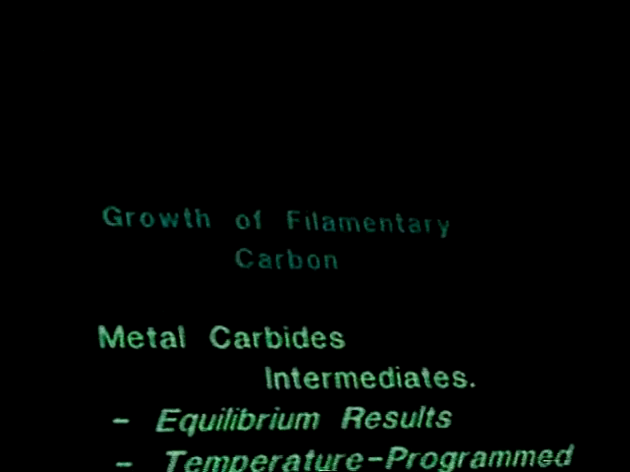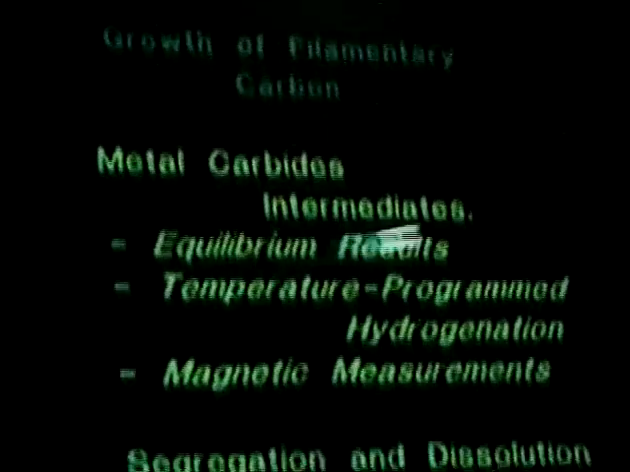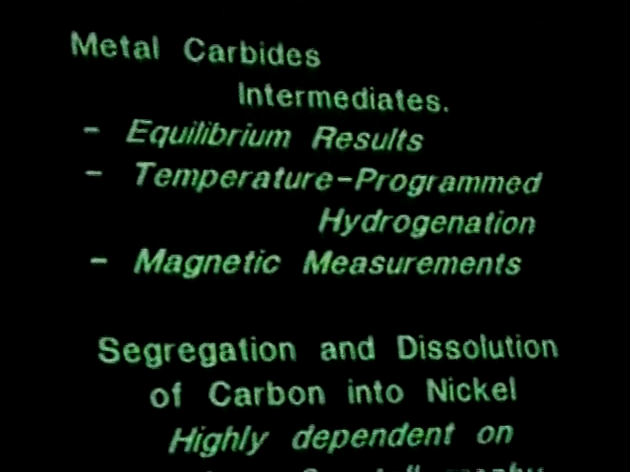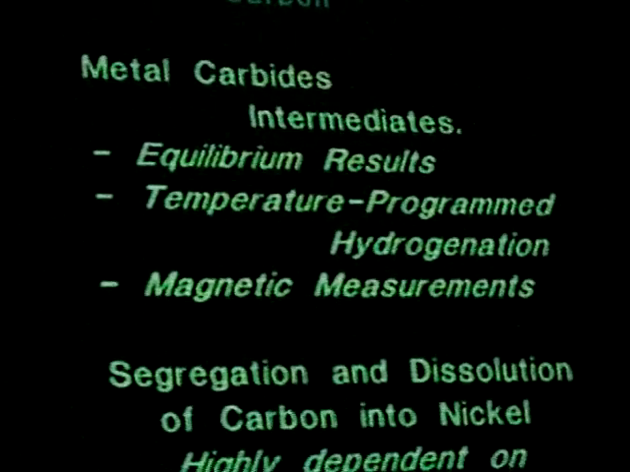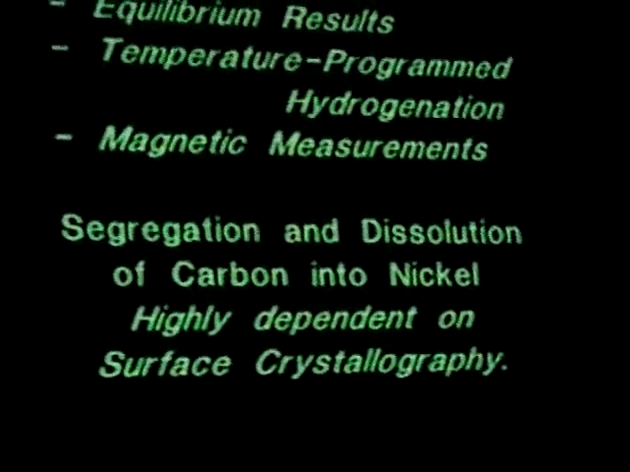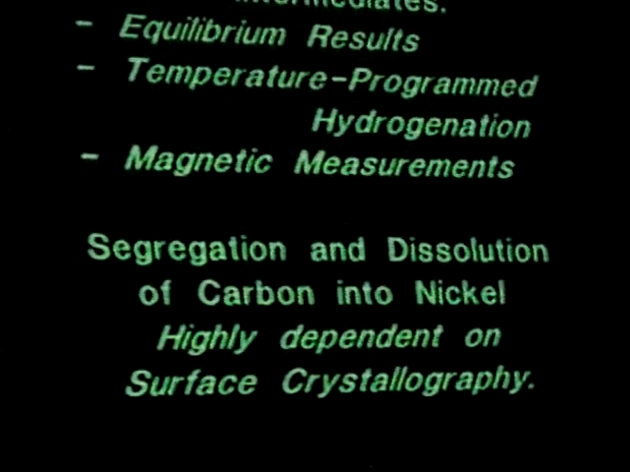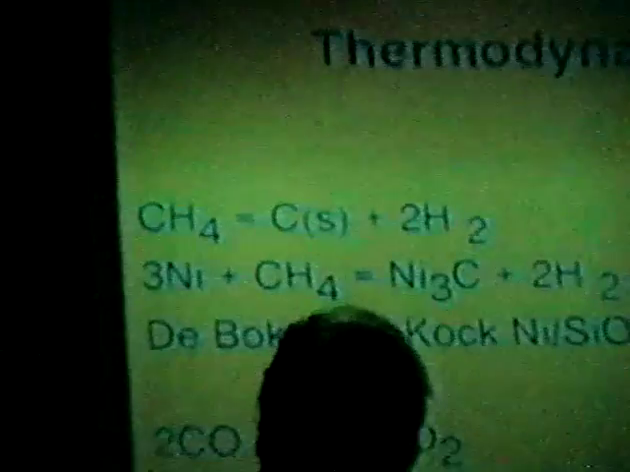What I want to do is indicate the formation of the carbides. Number one, by doing some equilibrium experiments, by mentioning some temperature programmed hydrogenation experiment, and subsequently making magnetic measurements, and then we are talking about the segregation and dissolution of carbon into nickel and iron. First of all, some thermodynamics. We have done the thermodynamics on nickel and on iron, and I'm just mentioning here the results on nickel.